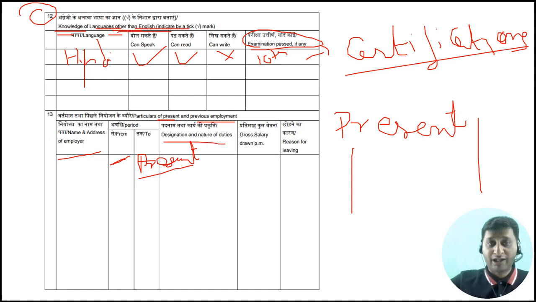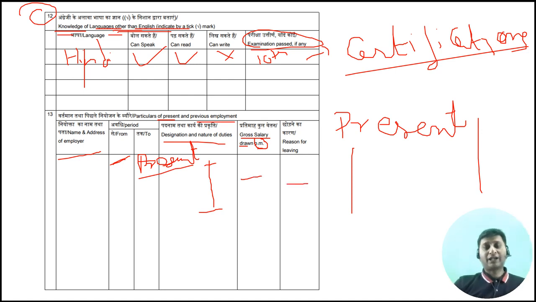Then designation and nature of your duties you have to write here. Then gross salary drawn per month. Again, please mention here, do not write your annual package. It is per month. And then reason for leaving. Now this column actually irritates many. So this has to be filled with a little bit of honesty and smart work, I would say.